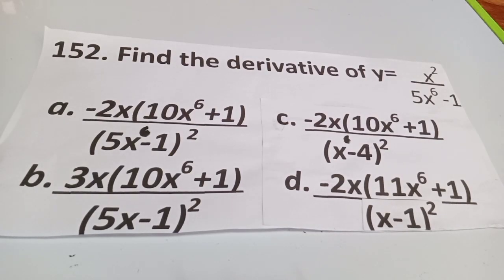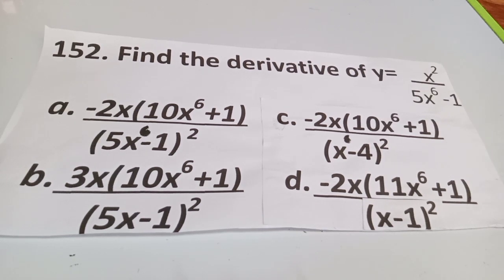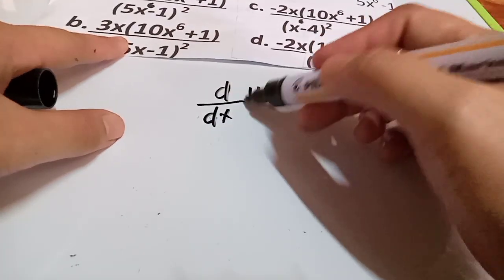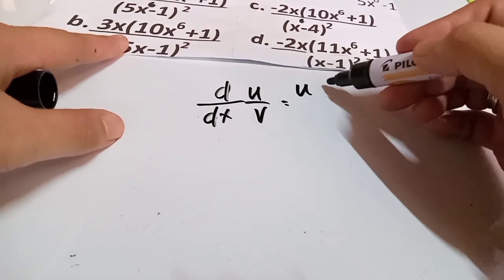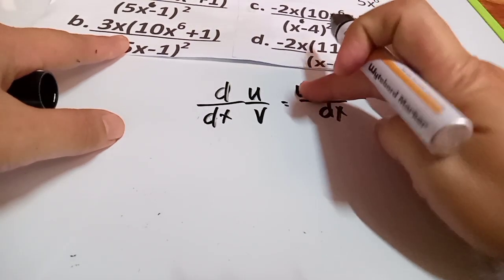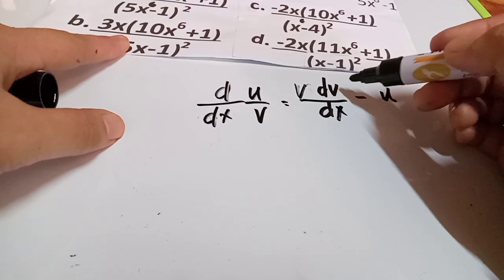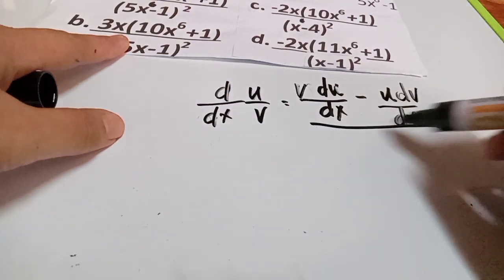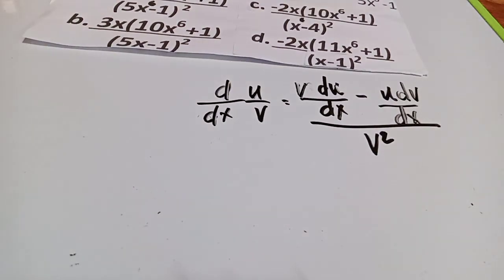Okay, let's proceed to 152. We know this is already a derivative, and derivatives also have a formula for the quotient rule. What is our rule for the quotient rule? In division, the derivative of u over v with respect to x is: v du over dx minus u times the derivative of v over dx, all over v squared.